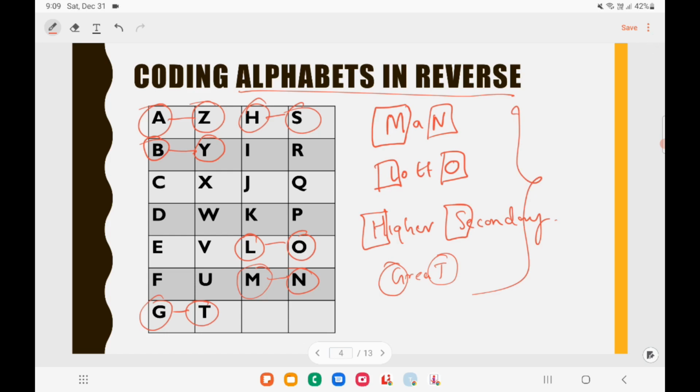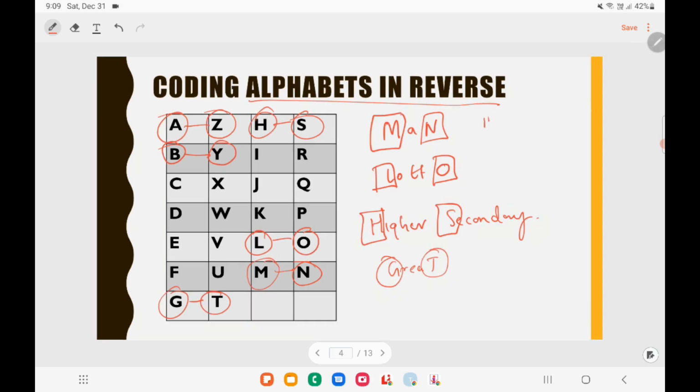For example, if you are given a question like, if ILM is equal to RON, then what is DKM? Okay, you are given a question like this. So here in this question, how the coding is being done is not given. So you need to decode it. You need to find out how the coding is being done.